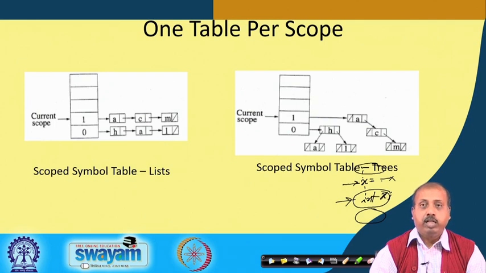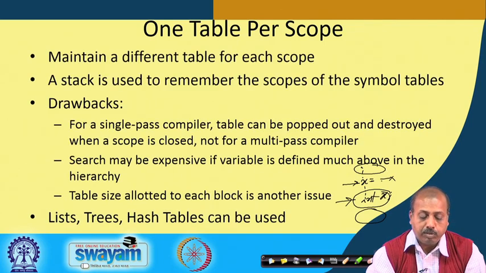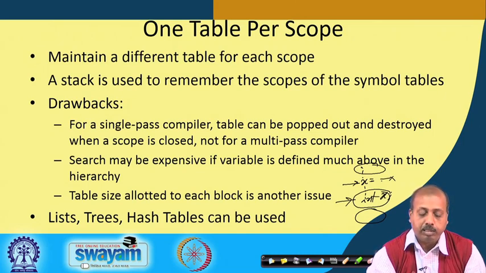It has to search through a number of places, okay, a number of tables for getting the offset. So, search may be expensive. Table size allotted to each block is another issue, because how big a table you will assign to individual blocks. If the size is not estimated properly, then we may give it either a small number or a large number of cells. As a result, the table may be underutilized, or it may be that the table is not sufficient. So, all these data structures like lists, trees and hash tables can be used for this one table per scope type of organization.